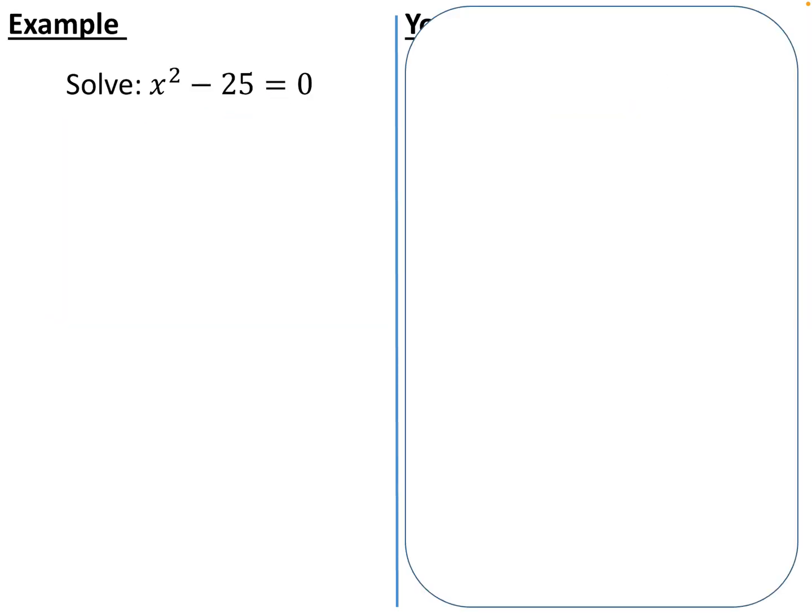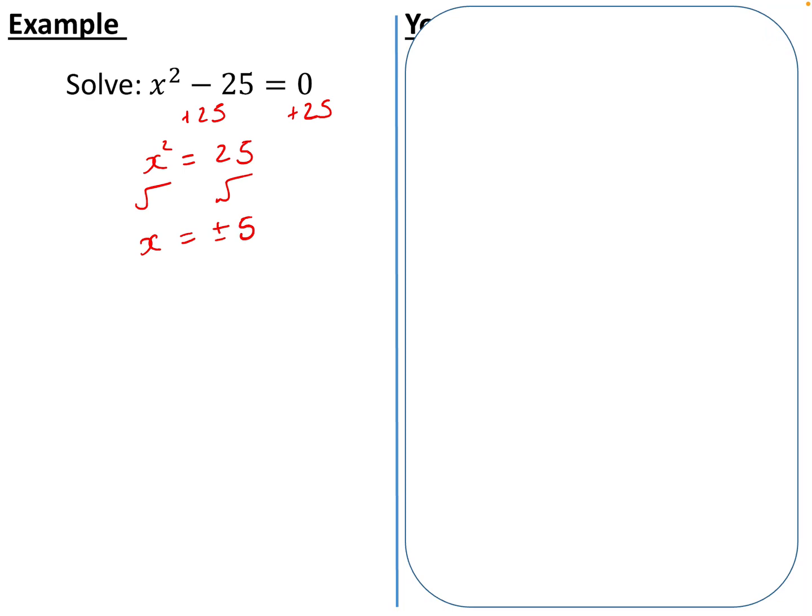Okay, we could also be asked to use the factorization method to solve questions like this. Now, in our first lesson, you would have isolated x squared by adding 25 to both sides to get x squared equals 25. You would then take the square root of both sides to get that x is equal to positive and negative 5.